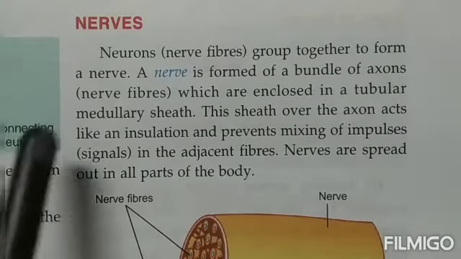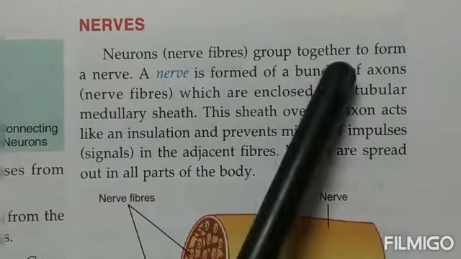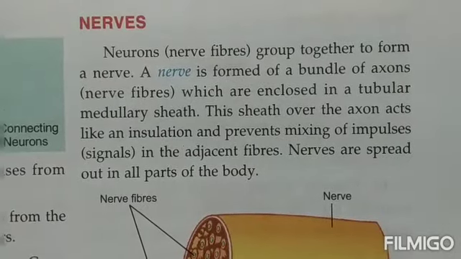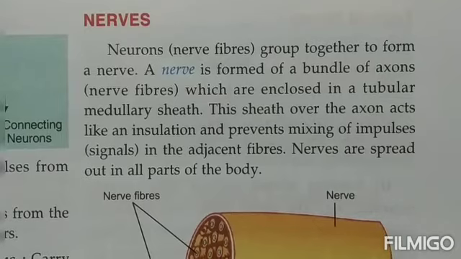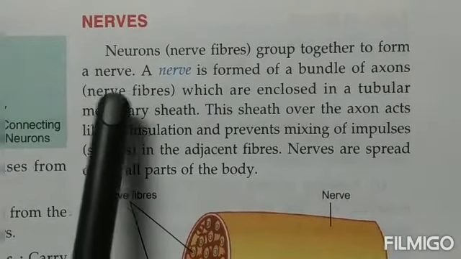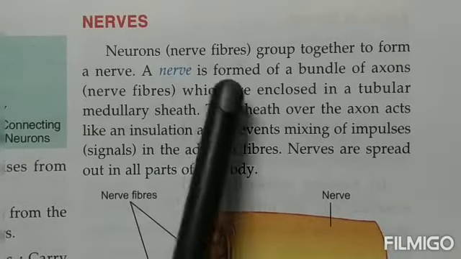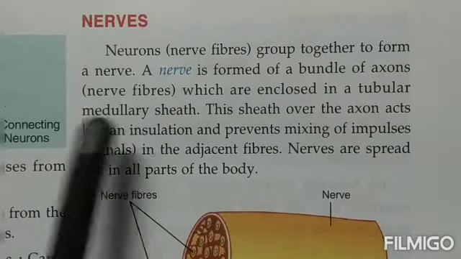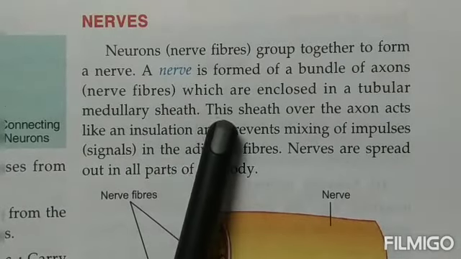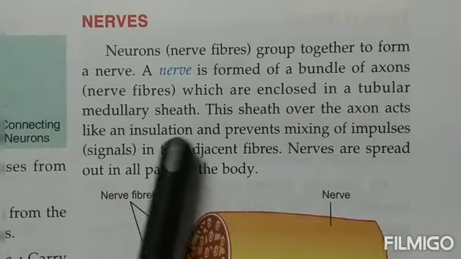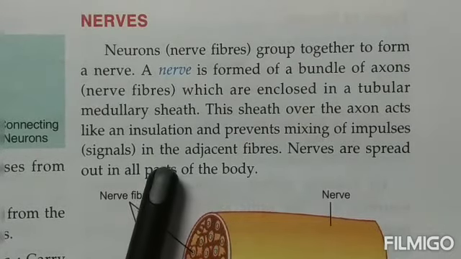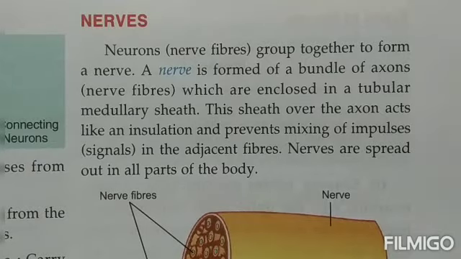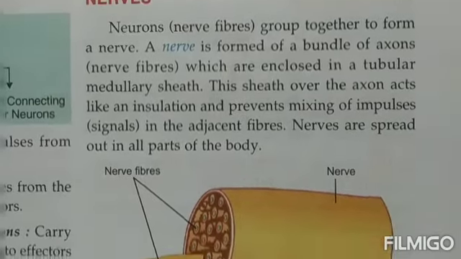Coming to nerves. Neurons, when grouped together, children, form a nerve. Neurons are the cells, the structural unit of the nervous system, and when these neurons group together, they form what is known as a nerve. A nerve is formed of a bundle of axons which are enclosed in a myelin sheath, that is the medullary sheath. This sheath over an axon acts as an insulation and prevents the mixing of the impulses to the adjacent fiber. Nerves are spread out in all the parts of our body. Now you can see the structure over here, children.